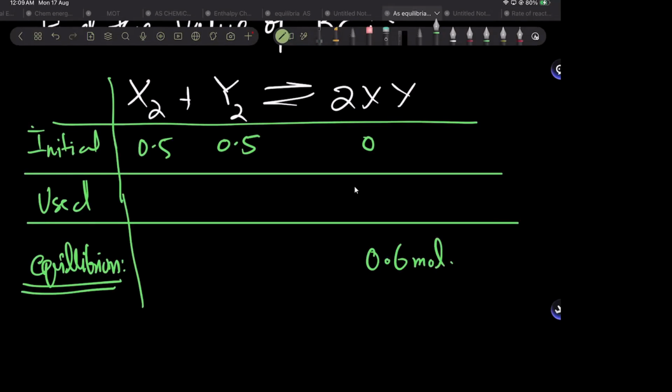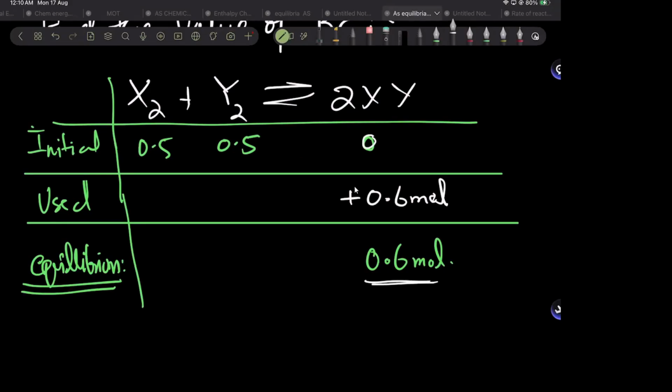Now you need to see what was the change of moles, or what were the moles used of the reactants. So I'll say that if there was 0 over here and 0.6 were present at equilibrium, that means how many moles of the product were formed? 0.6 moles. These 0.6 moles were formed by the reaction of X2 and Y2. Is that clear up till now?